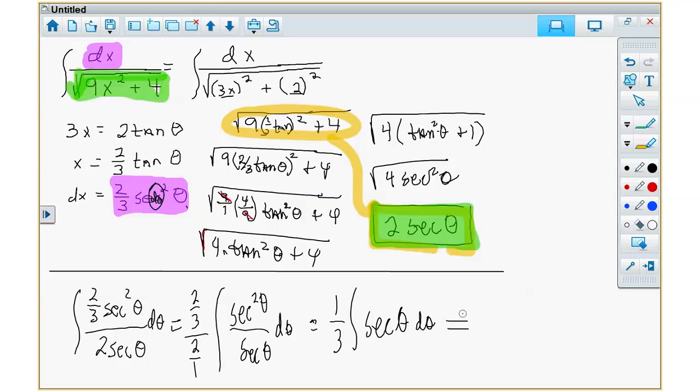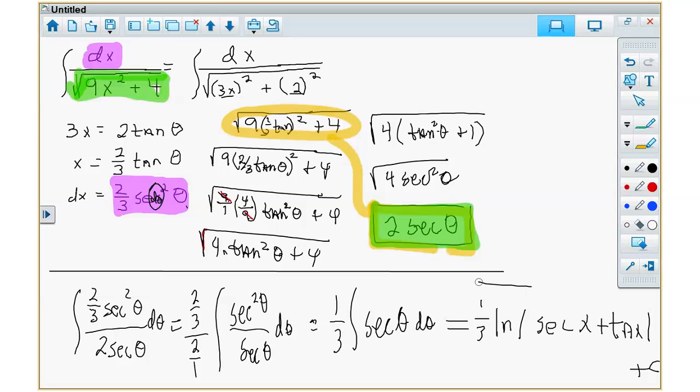I think I've justified why you don't want to factor out right here, because you'll lose that 9. All right, so I get 1/3 natural log of secant plus tangent, for those that are listening and not talking while I'm talking. Tangent x plus c. That's tangent x, okay?